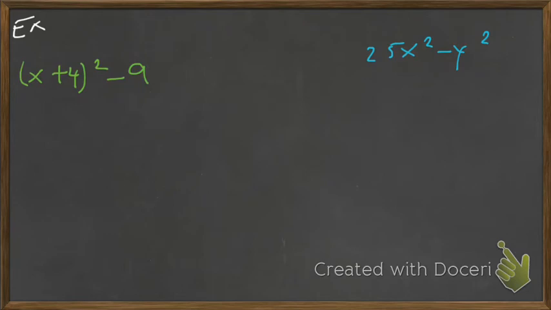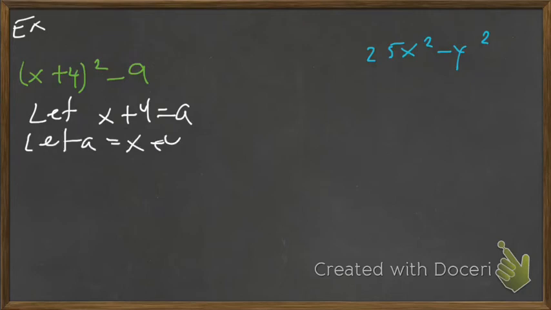Okay, some cases, this is where the substitution comes into play. I've got x plus 4 here and negative 9. So what is this going to look like? If we let x plus 4 equal a, or you can write the other way around, let a equal x plus 4, and I rewrite this, it's going to give me a squared subtract 9, right?